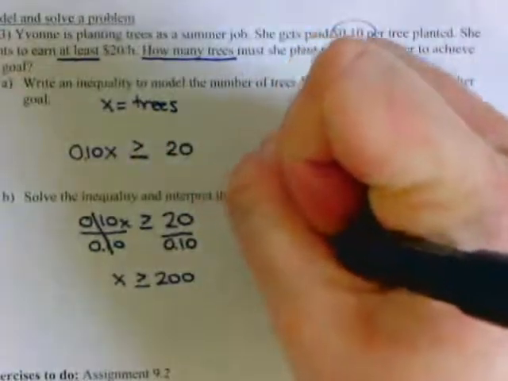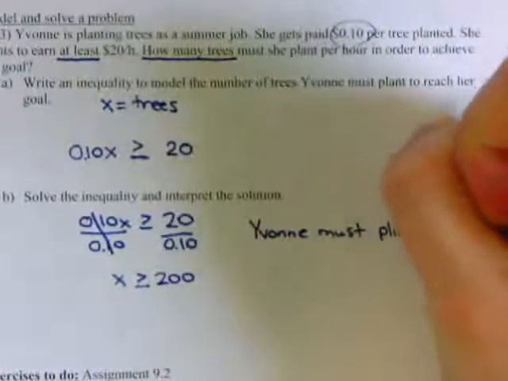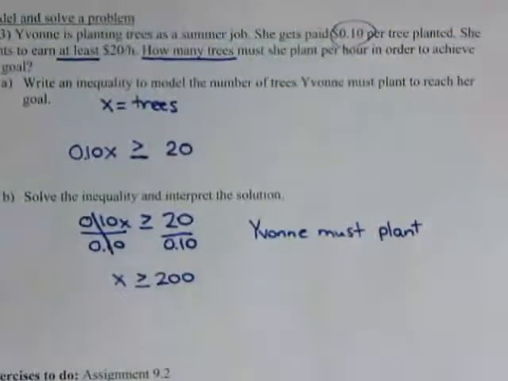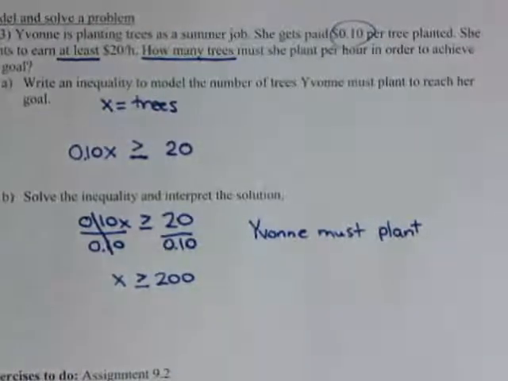Yvonne must plant. Now, here's the trick. A lot of people want to say 200 trees. That is incorrect. She can plant 200, but according to our inequality, she can also plant more than 200 trees in order to make her goal of at least $20 an hour. It didn't say she had to make 20. It said she wanted to make at least 20. So she'd be happy with that or more.